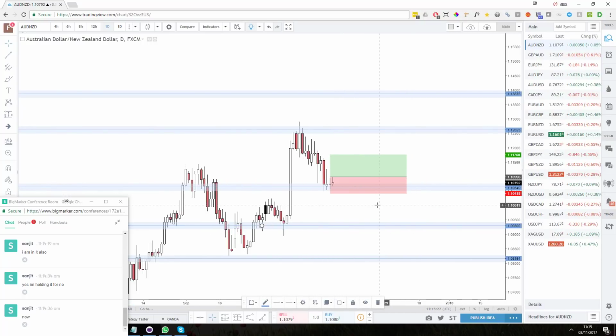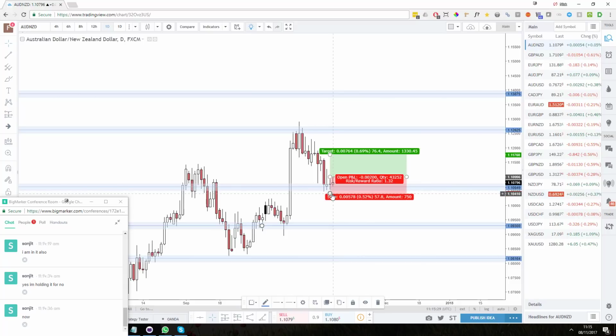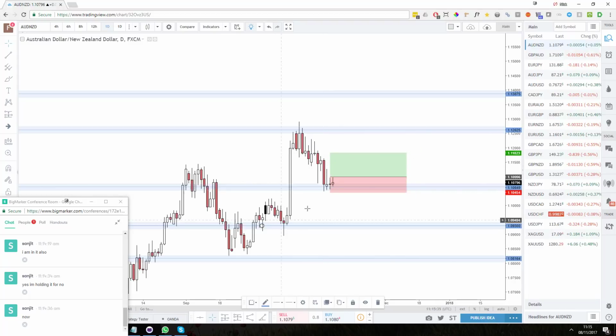We do have AUD New Zealand. That's looking pretty decent. Not my favorite pair. It's actually not even a pair that I would often trade, but it's got a decent setup, so I'm going to keep a close eye on it. Might enter this one.